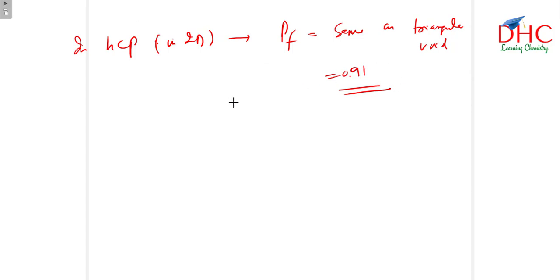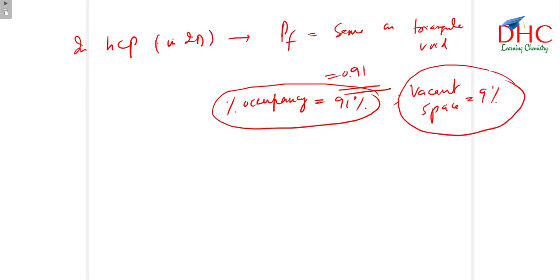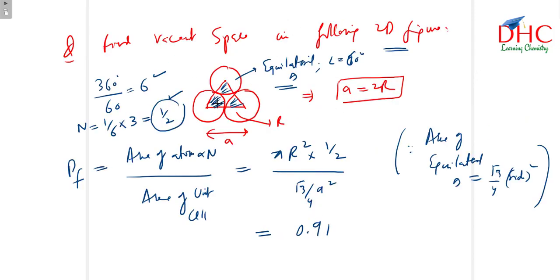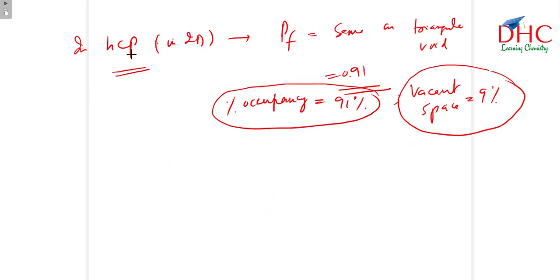So परसेंटेज ऑक्यूपेंसी कितनी होगी फिर? परसेंट ऑक्यूपेंसी that will be 91%. वैकेंट स्पेस कितनी बचेगी फिर? That's equal to 9%. तो whatever we find, हम लोगों ने क्या फाइंड किया है? In case of this triangular void, in case of this figure, the value came out to be 0.91, and percent occupancy is 91%, vacant space 9%. Same is true for HCP, hexagonal closed packing in 2 dimensions. Same is true. How can we prove this?